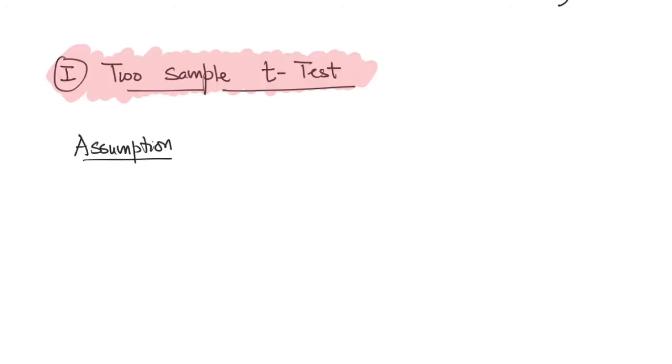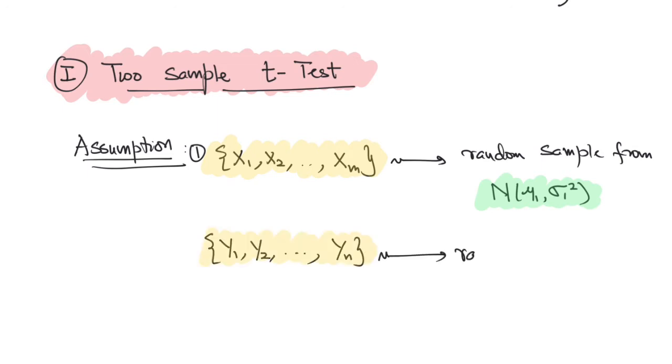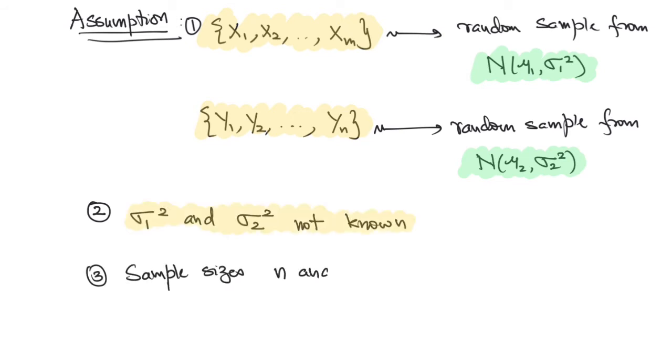The assumptions for this test are that our sample, x1 through xm, is going to come from a normal distribution with mean mu1 and variance sigma 1 squared. And the sample y1, y2 up through yn is going to come from a normal distribution with mean mu2 and variance sigma 2 squared. Furthermore, we will assume that we don't know what the population variances are, and we will also assume that the sample sizes n and m are small.